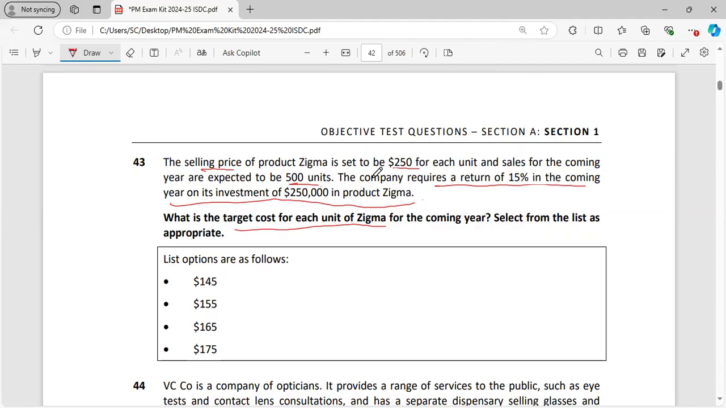So first of all, we will calculate what? We will calculate required return. Required return is equal to 250,000 multiplied by 15%.